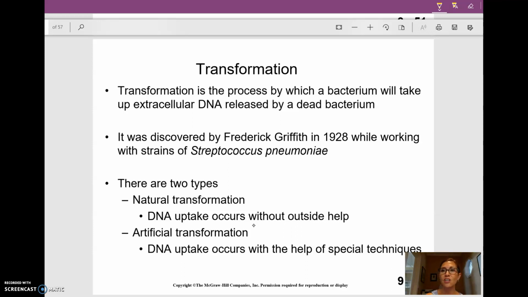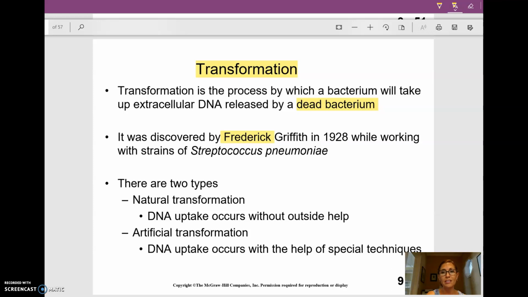Now, for the last topic, we're going to be covering transformation. Transformation is a process by which a bacterial cell absorbs or takes up DNA from the environment, from dead bacteria, okay? So even though you kill bacteria on your hands using, let's say, hand sanitizer, which, by the way, isn't that effective, when you kill bacteria on your hands but you don't wash it off, you still have bacterial DNA on your hands.